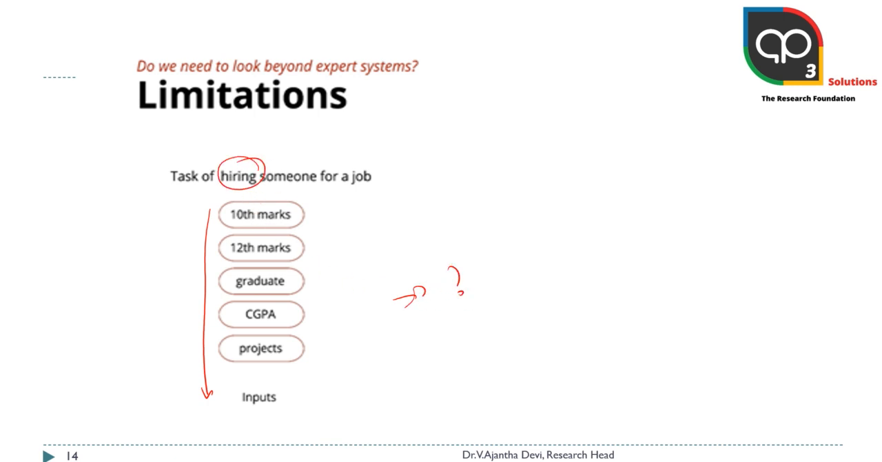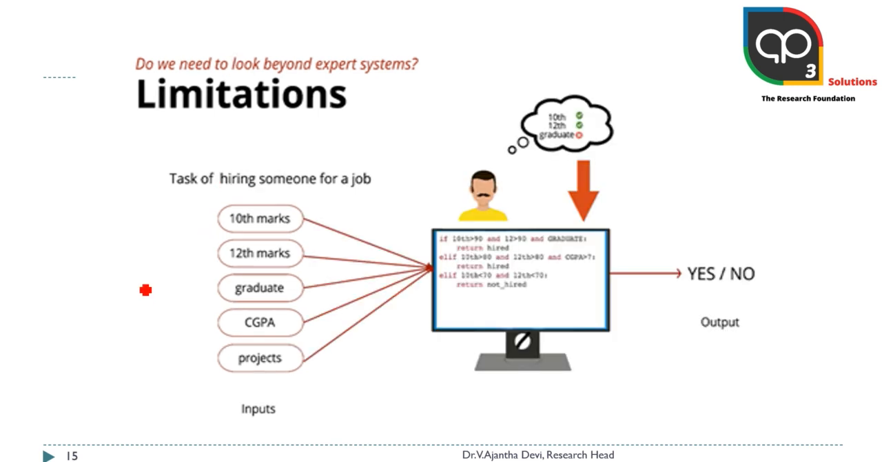Let us take the example of hiring someone for a job, and the question we are trying to answer is: do we need to look beyond expert systems? If you want to hire someone, you would probably look at various parameters, such as their marks in 10th or 12th, what their graduation is, what the CGPA is, and so on.